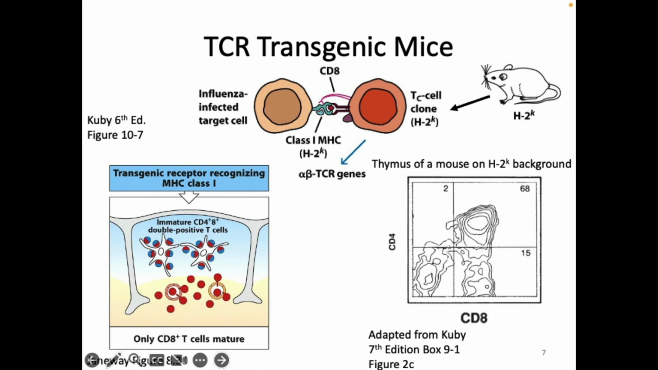But there's one other thing that we could think about with such an experiment. Again, let's imagine I picked this T cell because I really like it so much. I originally got it from a mouse that had the H2K MHC type.